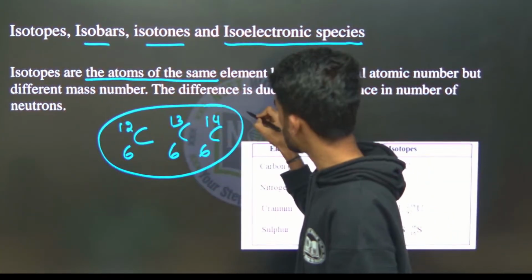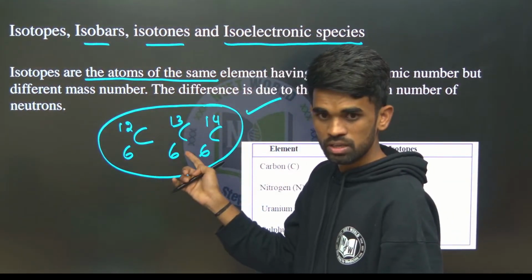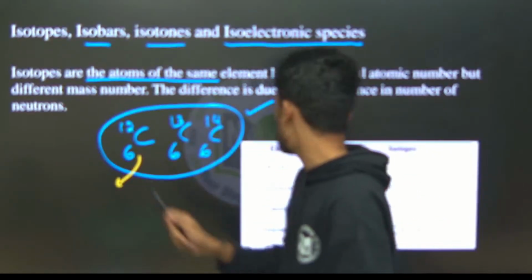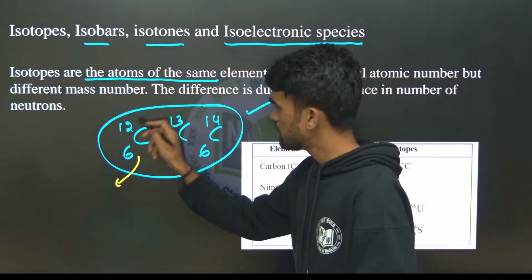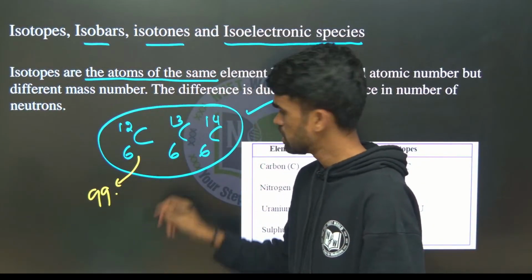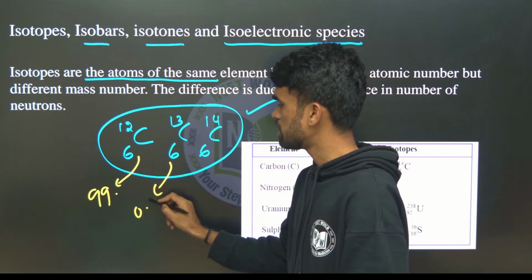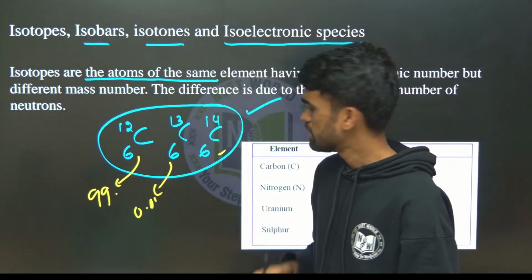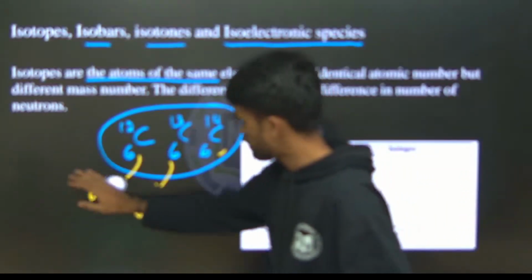If we extract carbon from the earth's crust, we are going to get a mixture of these, C12, C13, C14, with different percentages of abundance. So after extraction you might get this as around 99%, this around 1%, and this around 0.01%, which is very minute. These are rough values I am giving here.